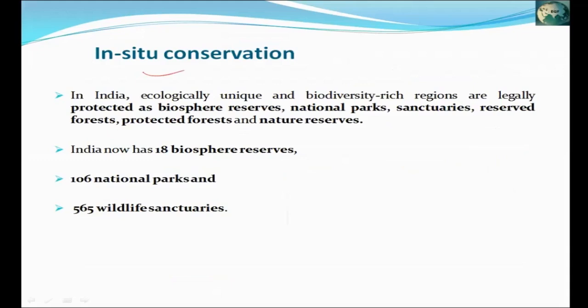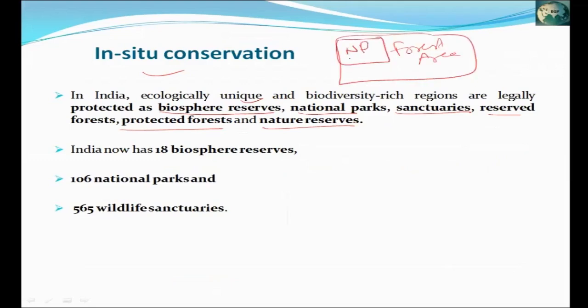In situ conservation is done inside biosphere reserves, national parks, wildlife sanctuaries, reserve forests, and protected forests. All these protected areas are forest areas, and the government declares these forest areas as protected areas. Like if the government declares some forest area as a national park, then human activities are restricted here so that the species can survive. As of now, in India, there are 18 biosphere reserves, 106 national parks, and 565 wildlife sanctuaries. So mainly these three are used for conservation of a species.